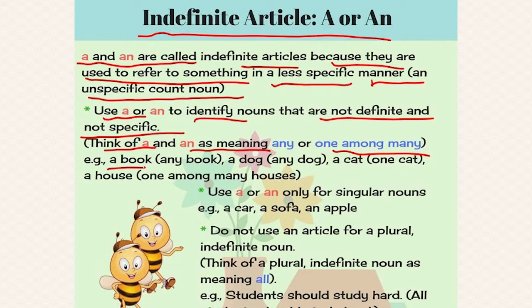For example, a book, a dog, a cat, a house. Use a or an only for singular nouns. A car, a sofa, an apple. Do not use an article for a plural indefinite noun.